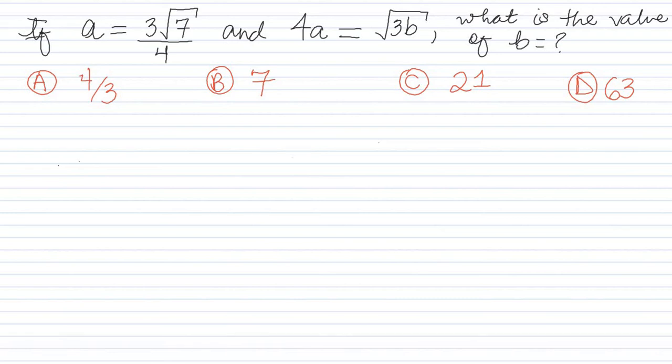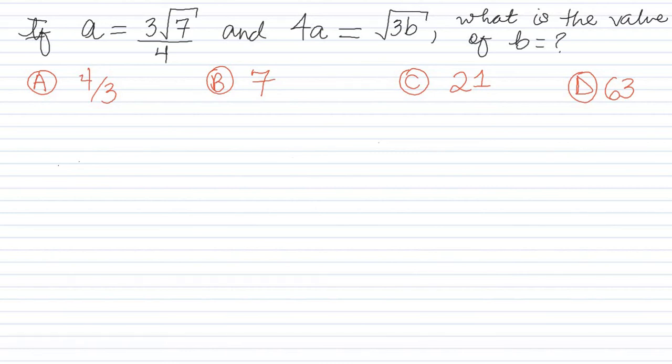So this is another video for SAT prep, and the question is a math question, and as you can see it's on the screen, it says if a equals 3 root 7 divided by 4 and 4a equals the square root of 3b, what is the value of b?